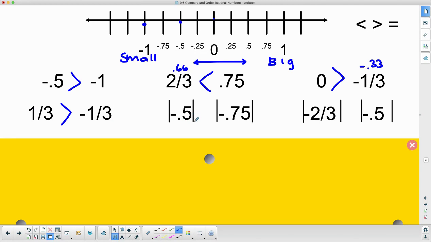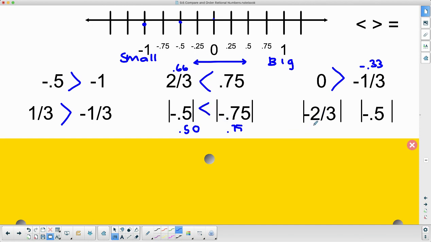So these are the absolute values. If you'll remember from a few lessons ago, absolute values are always going to be positive. So if we change these, we have 0.5 and 0.75. We're going to add a 0 here to make them easier to compare, and 75 cents is greater.